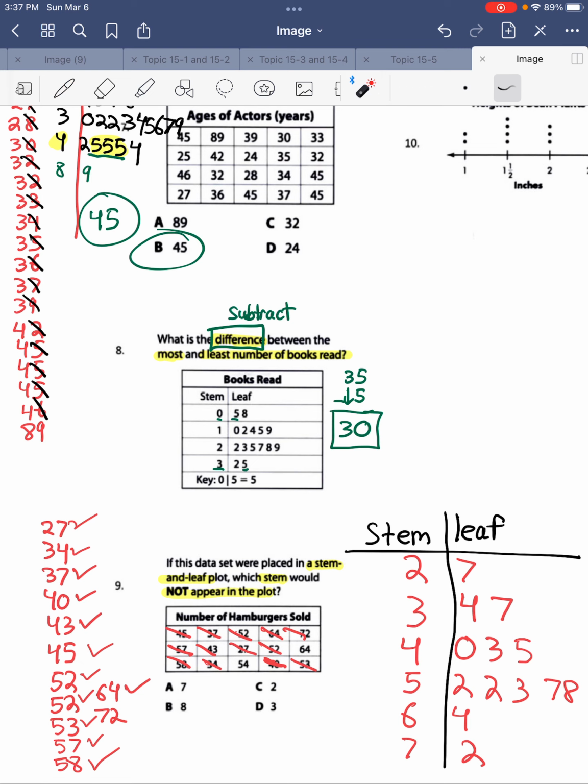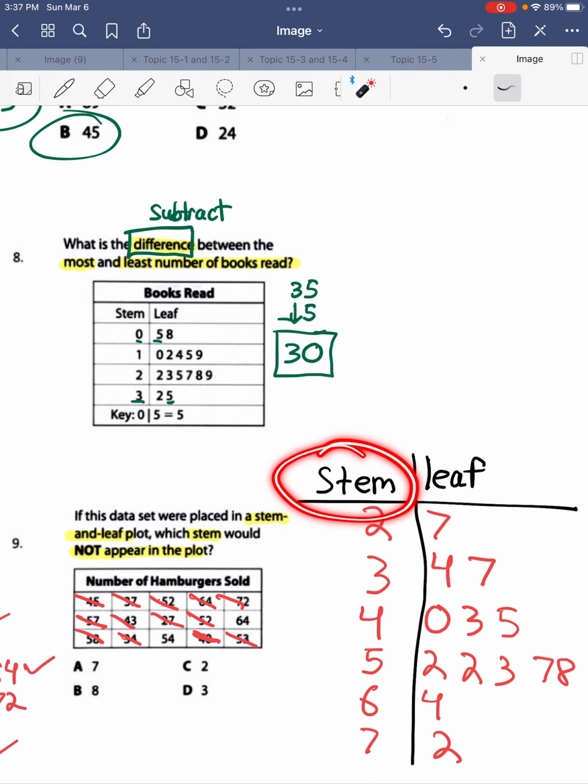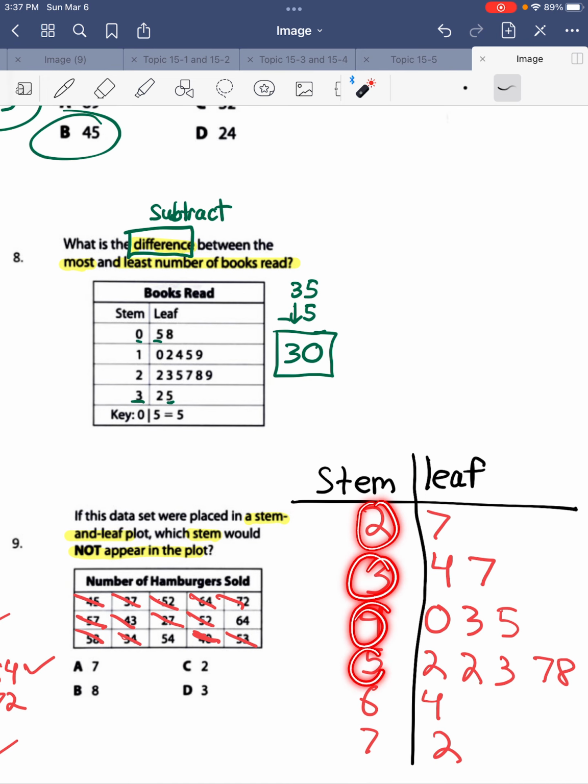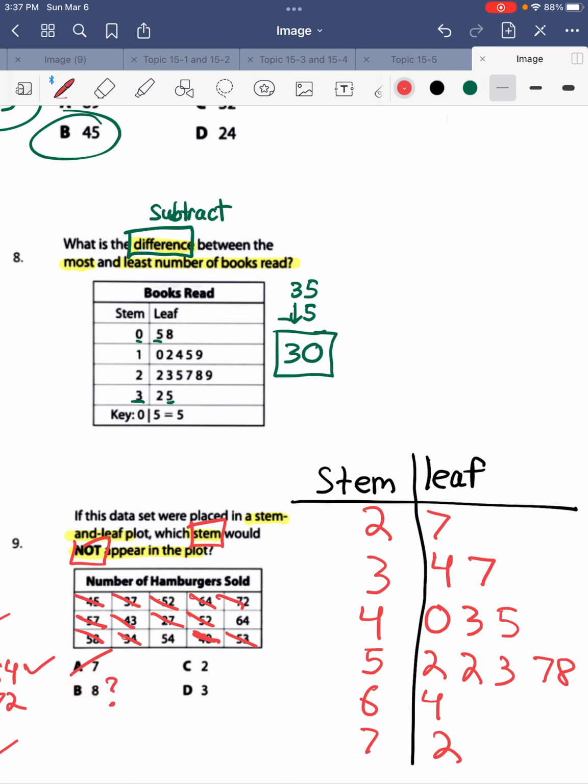So now it says, which stem would not appear in the plot? These are my stems. I have 2, 3, 4, 5, 6, 7. Which stem would not appear? So let's go through my answers. I have a 7 here, so it can't be A. B says 8. I don't have an 8, so it might be that. Put a question mark. C says 2. I have a 2 here, so mark that out. D says 3. I have a 3 here, so mark that out. So the only answer would be B.